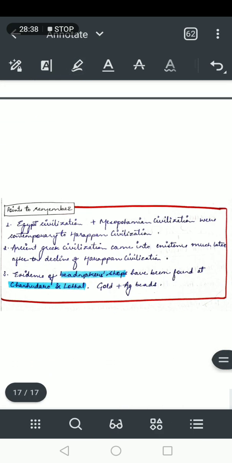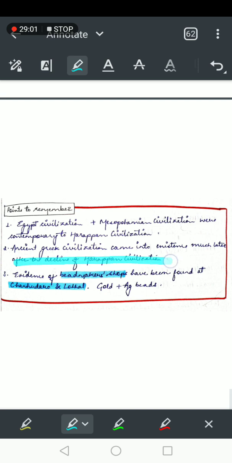Now some pointers. The Egyptian and Mesopotamian civilizations were contemporary to the Harappan civilization, and we traded with these civilizations. The Greek civilization emerged much later, so it is not contemporary to the Harappan civilization, and came into existence after the decline of the Harappan civilization. Evidence of bead makers' shops has been found at Chanhudaro and Lothal. So we are done with the Indus Valley civilization.